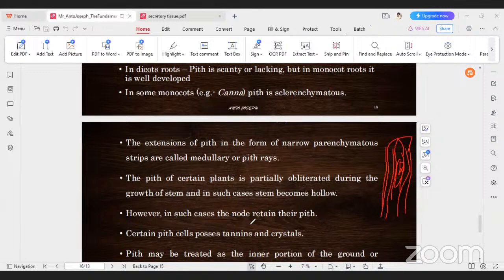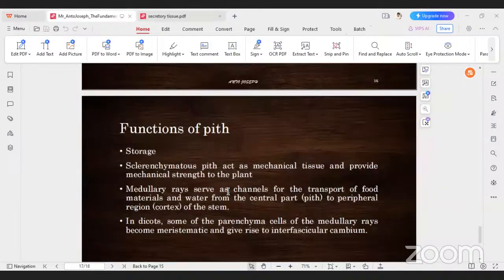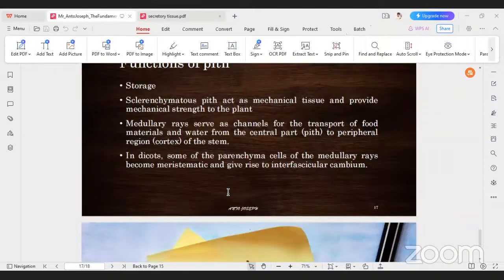However, in such cases, nodes retain their pith. Certain pith cells possess tannin and crystals. These chemicals, tannin and crystals, are also present inside the medulla. Right, next one. Function of pith is storage. If it is made up of sclerenchyma, it gives mechanical support, and medullary rays serve as a channel for transport of food and lateral movement of water.